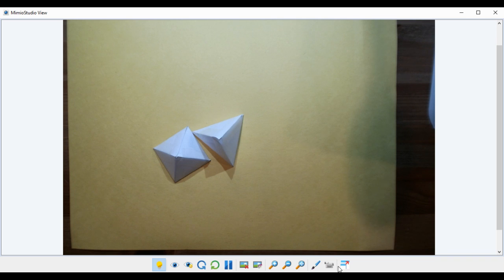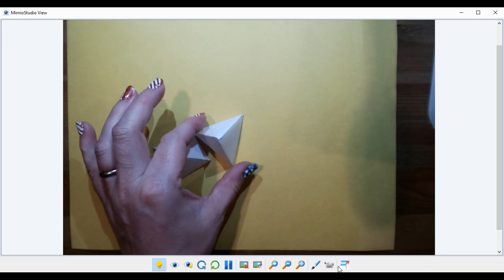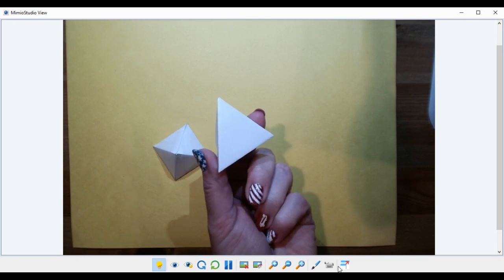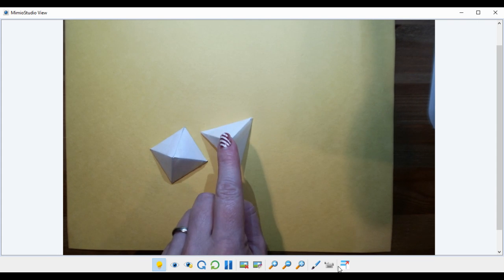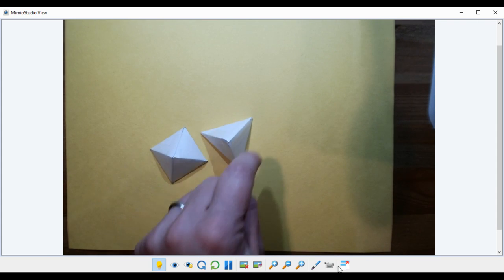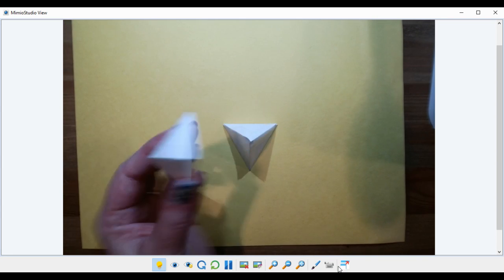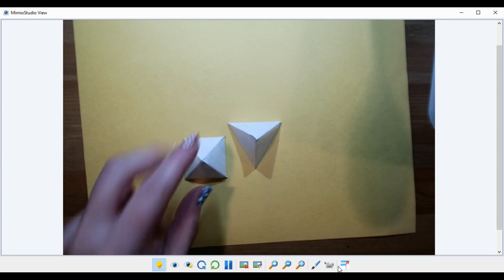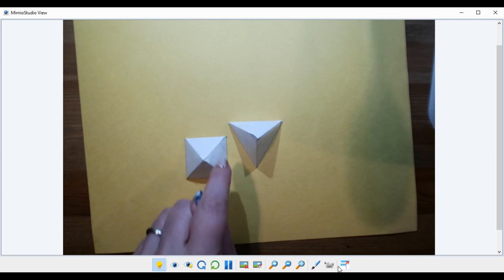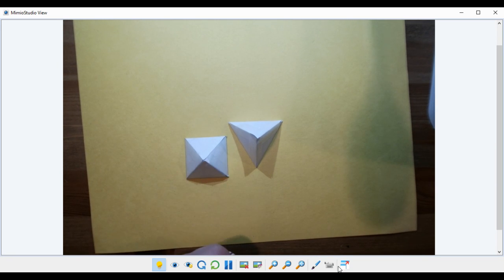Today we're going to wrap up our study of surface area by talking about pyramids. And I have two examples here already built. This is a triangular pyramid. It has a triangle for a base and then comes up to a single point. All three of these faces are triangles. This is a square pyramid. It has a square base. It comes up to a single point, and all four of these faces are triangles.